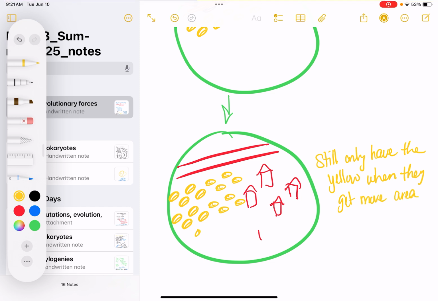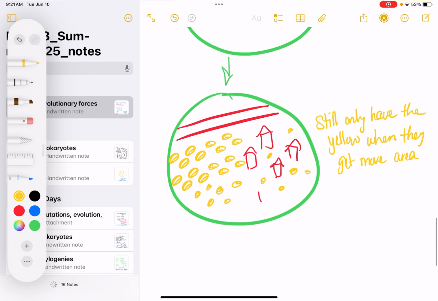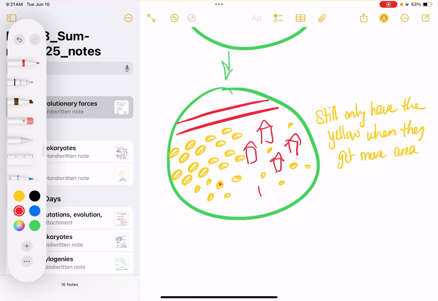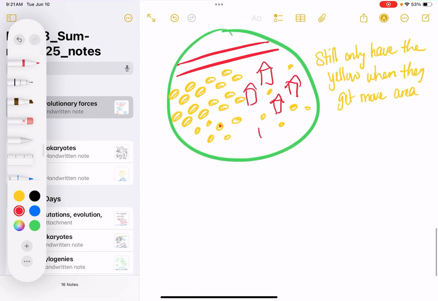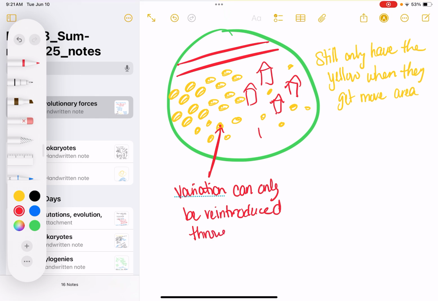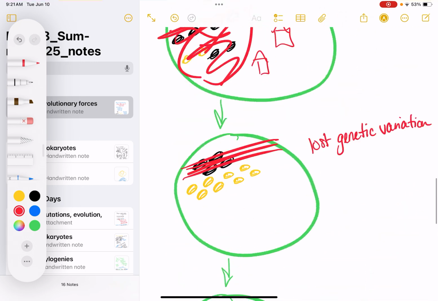Even if they were to expand and expand, even if these people were to start building gardens where these little guys could live, even then we still only have the yellow unless we get a new mutation. So maybe this one ends up having a new mutation and some variation can be introduced. So variation can only be reintroduced through mutation. But there's actually another way that it could be reintroduced as well.